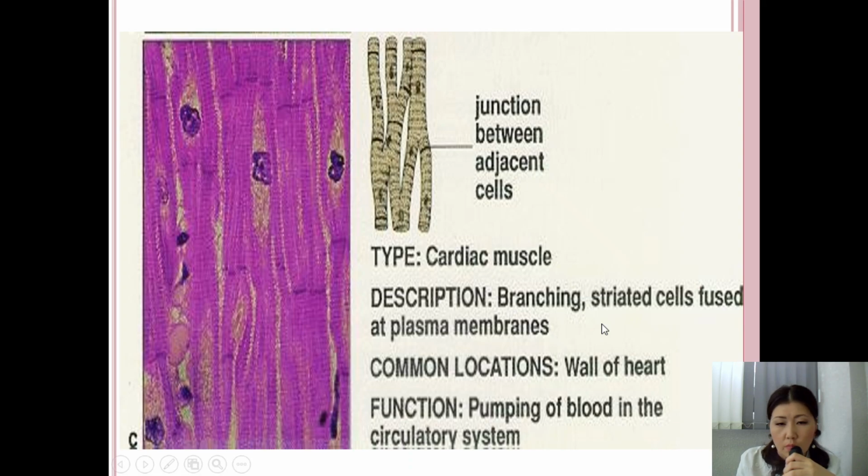And on this diagram, it is shown histological structure of cardiac muscle also. Here we can see junction between edges and cells. This is cardiac muscle, as you see, and branching striated cells fused at plasma membranes. Common location is wall of heart. This is especially for cardiac, for heart. These cells we can find only in heart, cardiac muscle. Function: pumping of blood in the circulatory system.